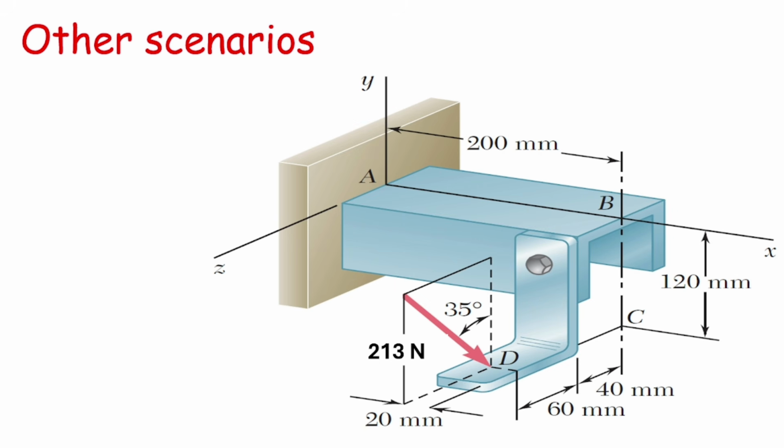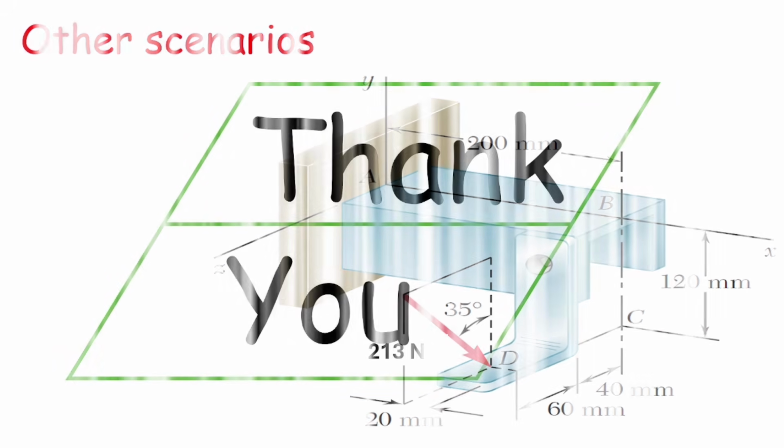So regardless of the scenario, the procedure is the same. You find the position vector, you take the force to its component form, you cross them in a matrix, you simplify, and you get the unknown. And I think that is that.